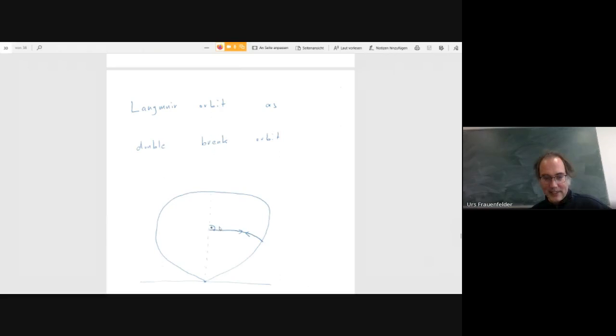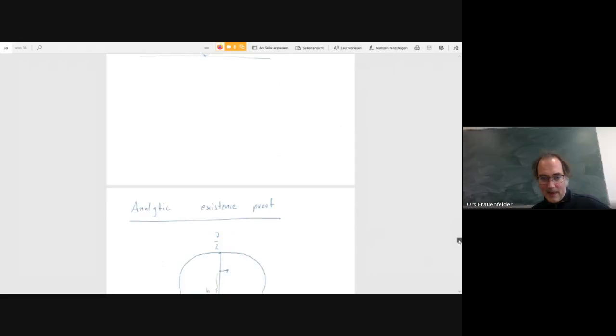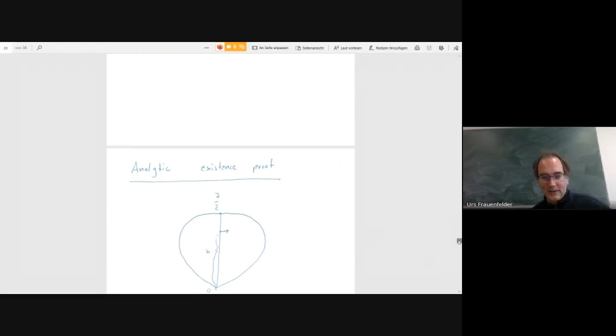So now, to prove existence of the Langmuir orbit, we have to find just a quarter. When we find a quarter of the Langmuir orbit, then we actually have it. And now I would like to give an kind of easy, elementary, but analytic existence proof of why this Langmuir orbit actually has to exist. So this is kind of a shooting.